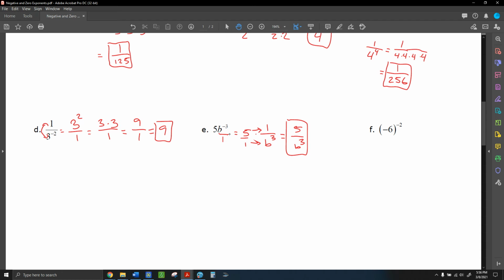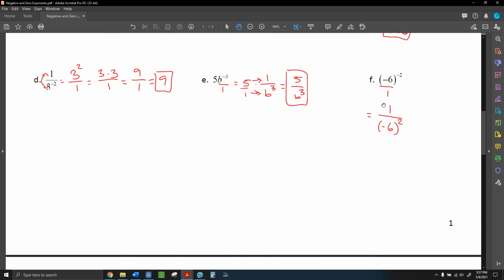And last but not least, negative 6 to the negative 2. This is saying make this a fraction and then flip it and use the positive exponent. So this would be 1 over negative 6 to the positive 2. Don't forget those parentheses. This whole term is being flipped as a fraction. And then negative 6 to the positive 2 is the same as negative 6 times negative 6. So that's going to go in our denominator. And negative 6 times negative 6 we know is a positive 36.